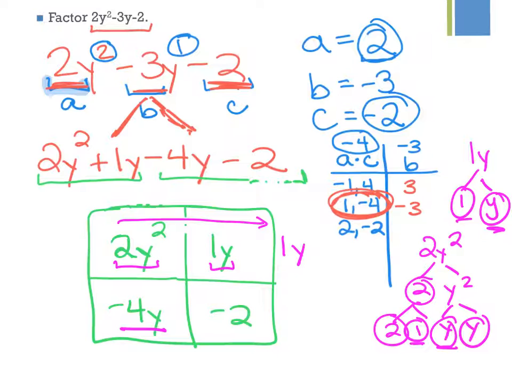Now, if you're looking at the bottom row, across here horizontally, negative 4y and negative 2, well, both terms are negative, so I'll factor out a negative. And if I think about 4 and 2, the greatest common factor of 4 and 2 is 2. And if I factor vertically in the first column, that is going to be a 2, since 2 and negative 4 have a common factor of 2.